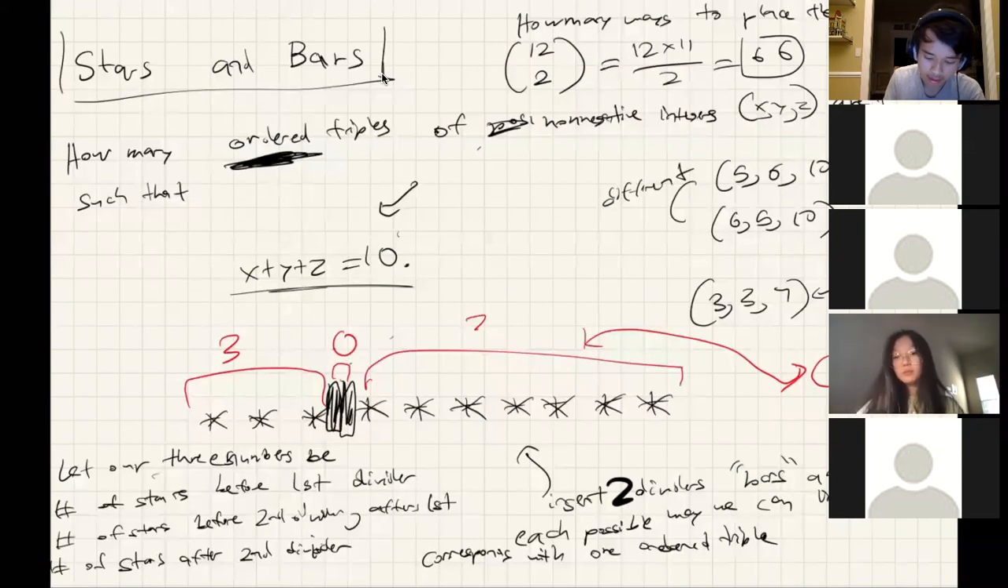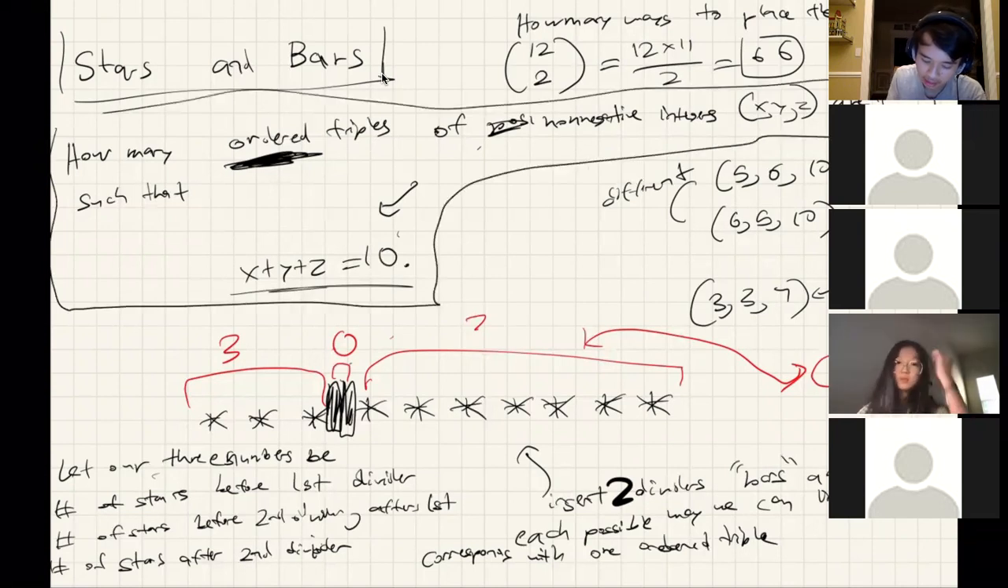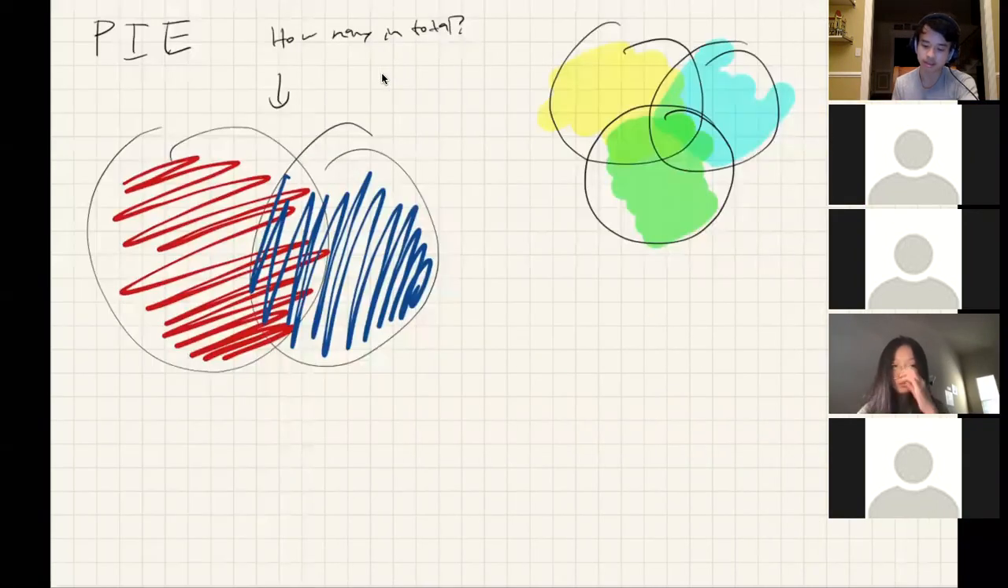So it allows us to count these partition questions, right? Partitioning some number into several integers in a particular range. These problems are most often solved with this stars and bars technique, right? All right, on to the next topic, which is PIE, the principle of inclusion and exclusion.